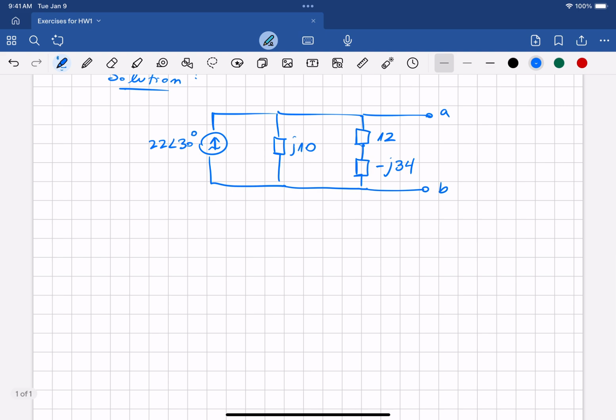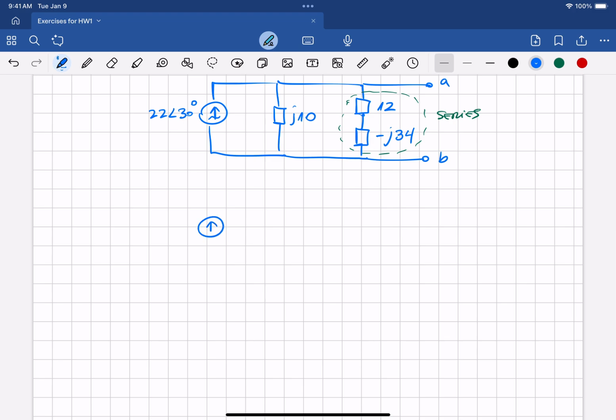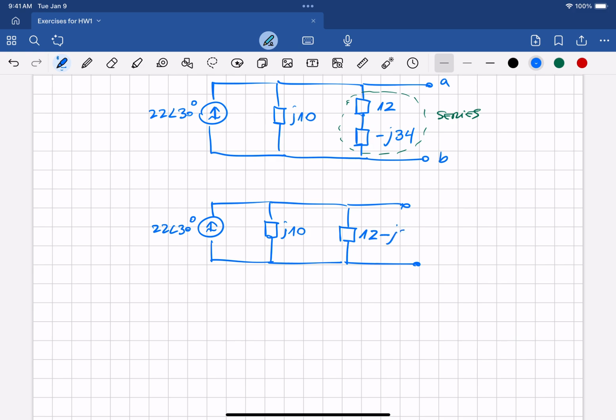So now let's combine these two in series. When we do that, then we get this circuit, and they combine in series, so we can think of two resistors in series kind of thing, where the equivalent would be the sum. So we're gonna get a complex number, 12 minus j34.